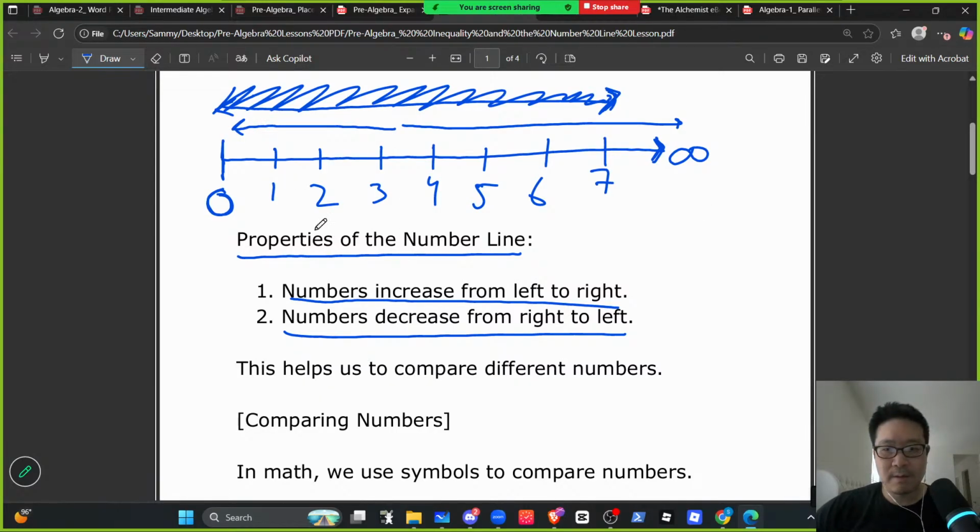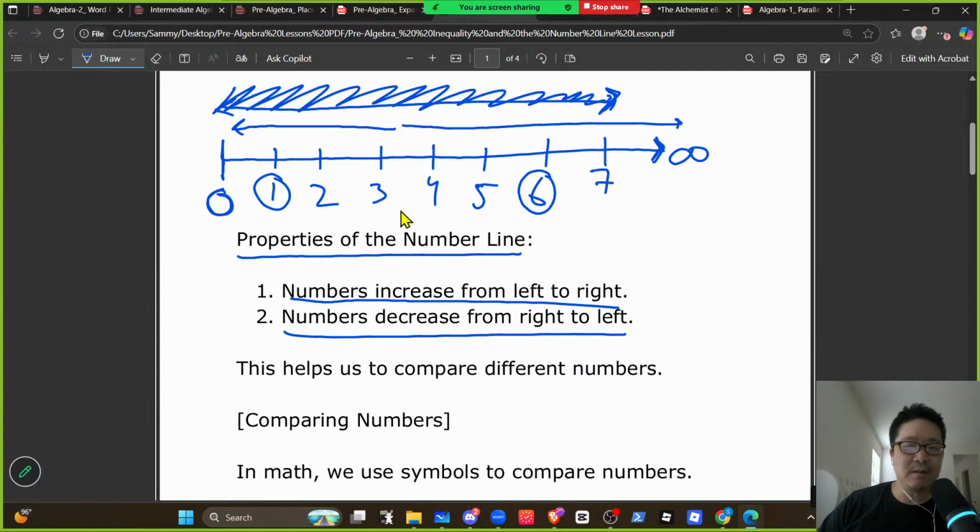This is very useful for comparing numbers. That's one of the uses of a number line, comparing numbers with other numbers. So if I'm talking about 1 and 6, is 6 larger than 1 or less than 1? It's larger, because it's to the right.